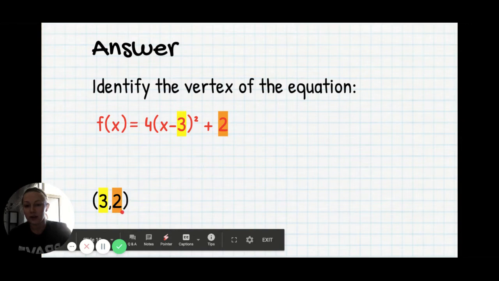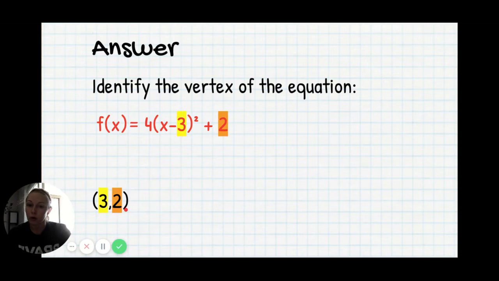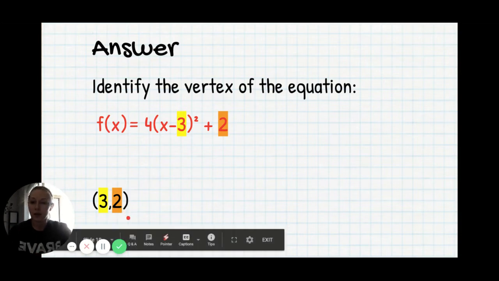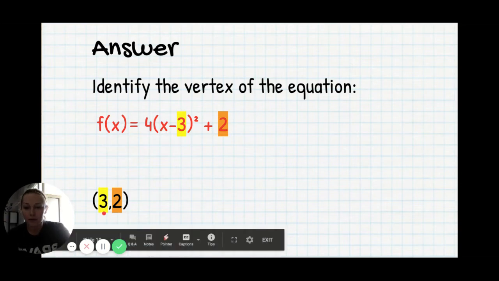I'm going to put that in an ordered pair. That's really important. It goes in an ordered pair. X, then y. Remember, alphabetical order. X comes first in the alphabet. So in an ordered pair, x is also going to come first. So we think x first. The way my graph is changing on the x-axis is by 3, and then it's going up by 2. So my vertex is (3, 2).